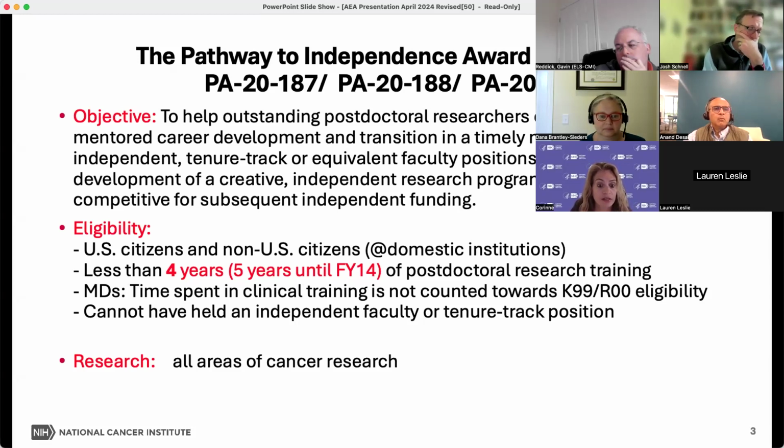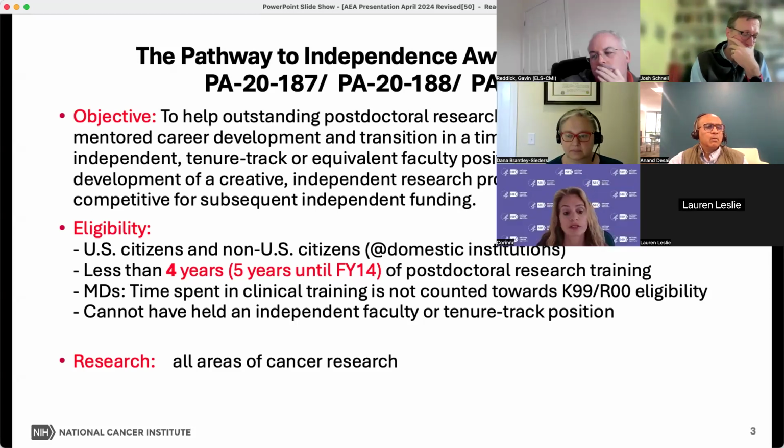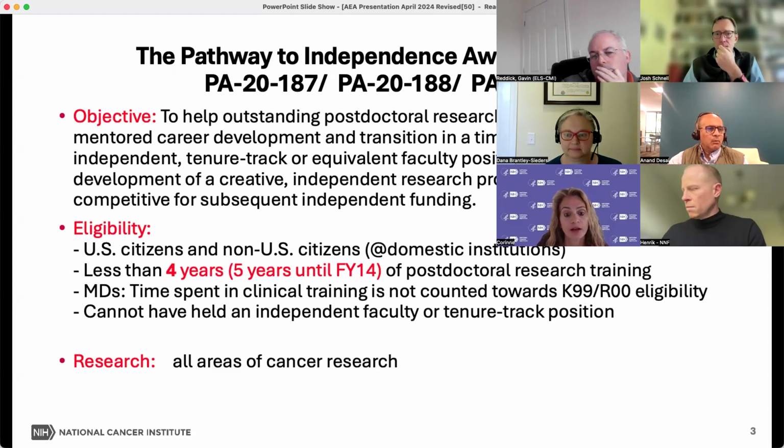MDs who have clinical training, their clinical training does not count towards this 4 years of eligibility, and applicants cannot have held an independent faculty or tenure track position. We accept applications in all areas of cancer research. Next slide, please.